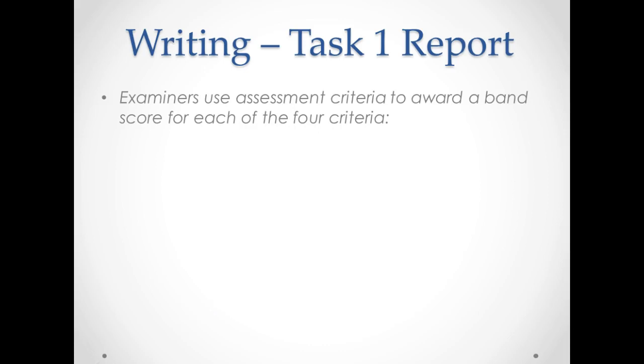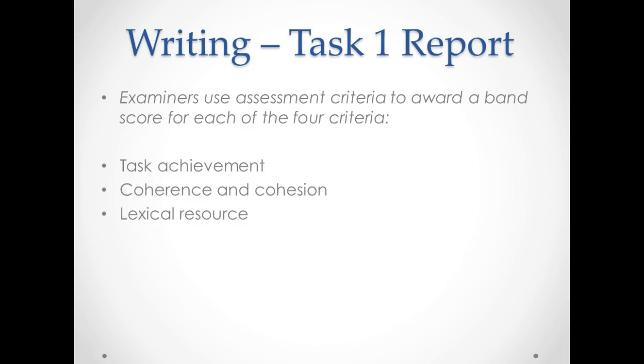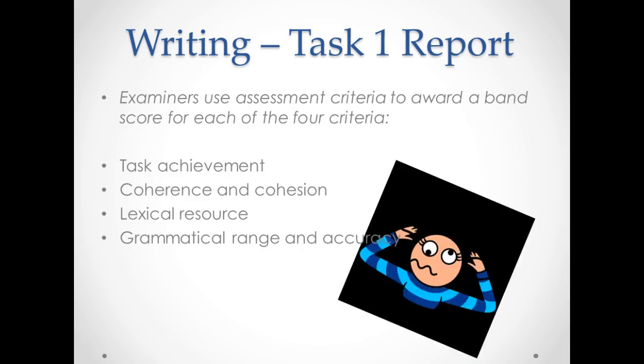Examiners use assessment criteria to award a band score for each of the 4 criteria. Do you know the 4? They are task achievement, coherence and cohesion, lexical resource, and grammatical range and accuracy. What does this mean? Let me show you.